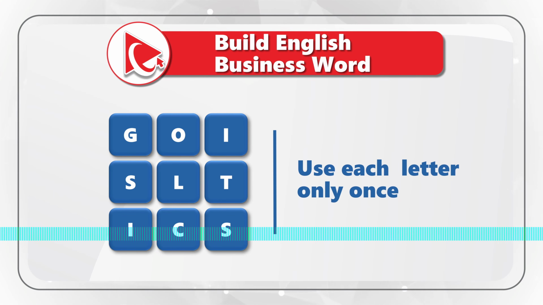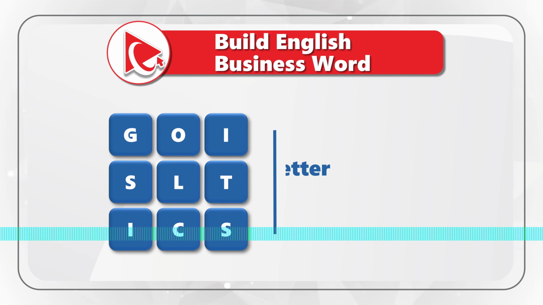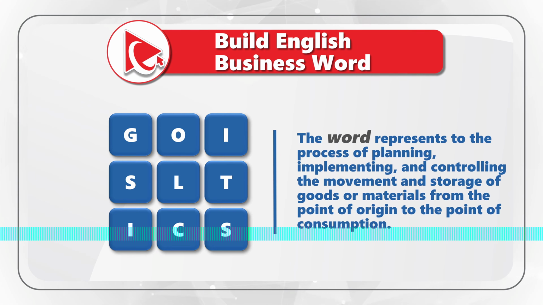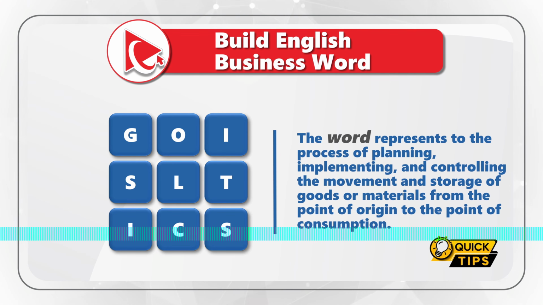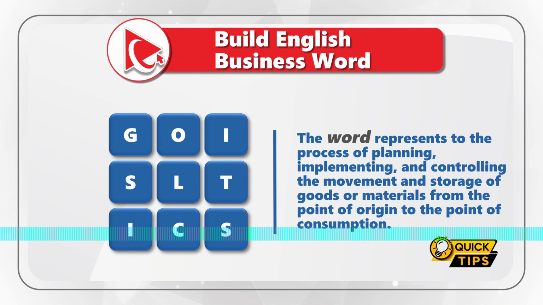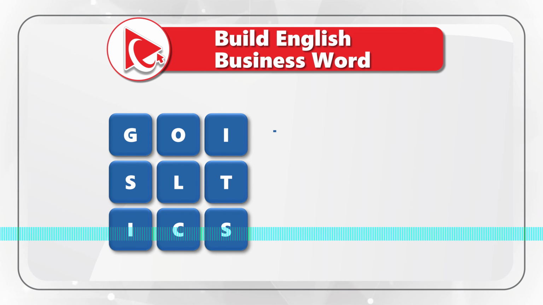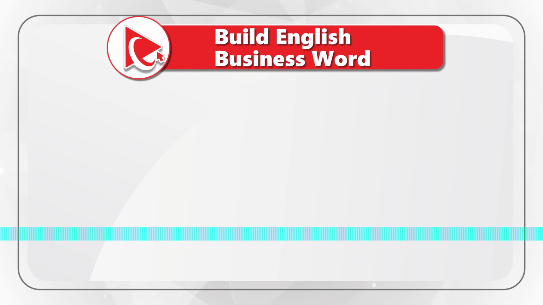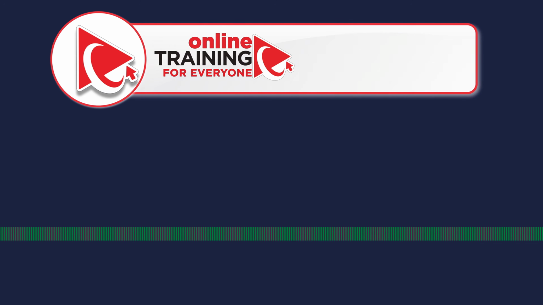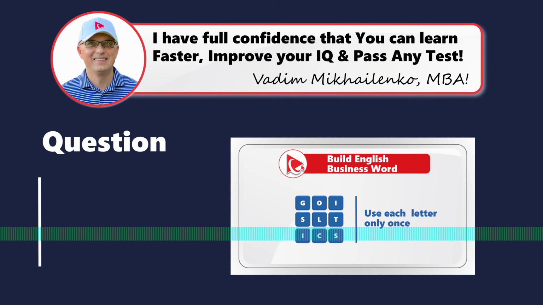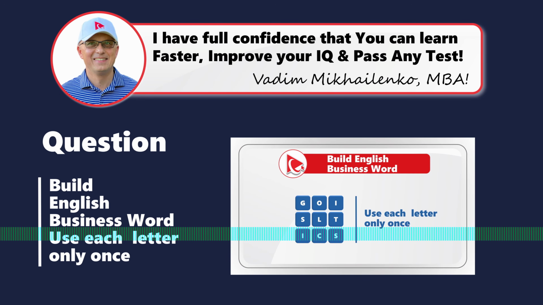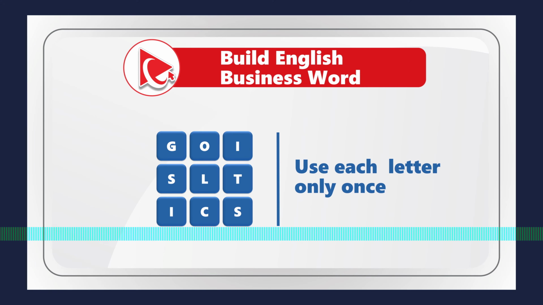Because I want you to succeed so much, I'm going to give you a quick hint. The word represents the process of planning, implementing, and controlling the movement or storage of goods or materials from the point of origin to the point of consumption. Did you figure it out? I'm going to move forward and share with you my version of the answer. But if you have a better way or alternative way to solve it, please make sure to post in comments.